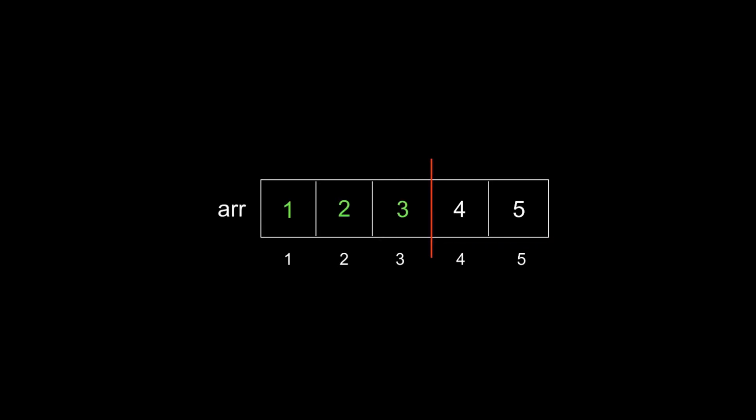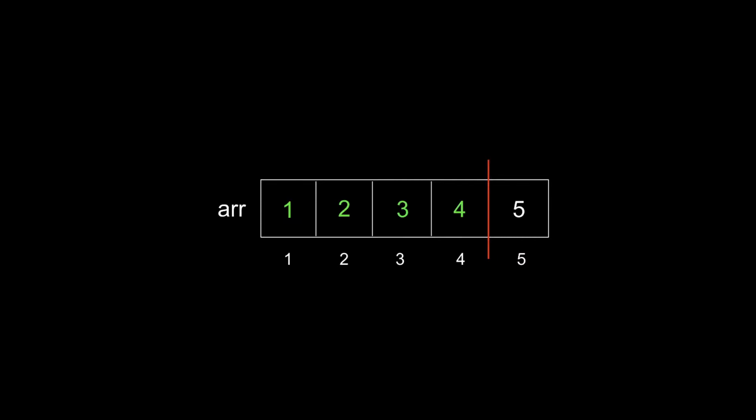Once again, we iterate over each element of the unsorted part, and we find that the smallest element is 4. However, we also find that the first element of the unsorted part is 4 as well. So in this case, we don't need to swap any elements, and we know that 4 is in its correct position, so we push the red line one element further.